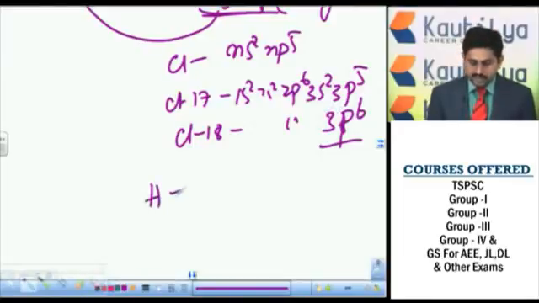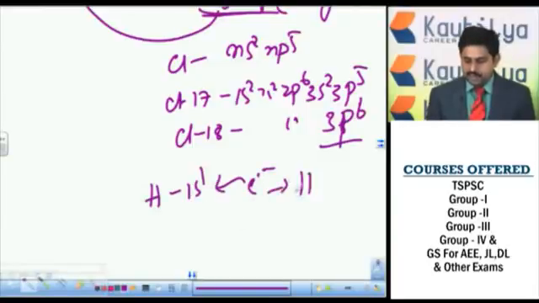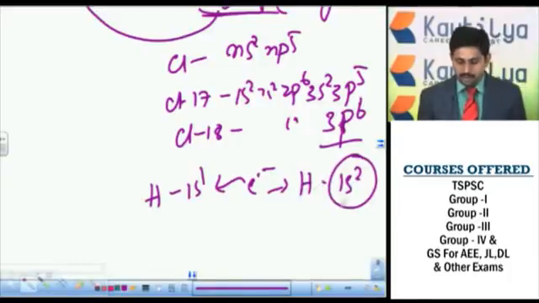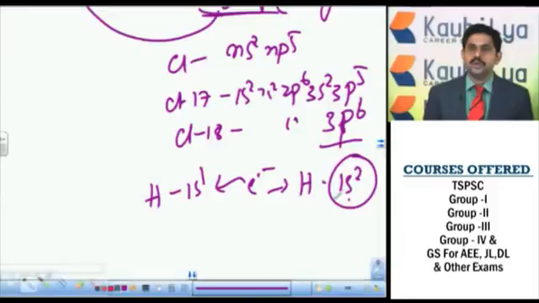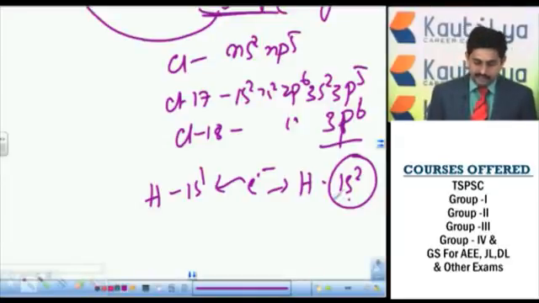Likewise, the hydrogen has 1s1 configuration. So if it accepts one electron from any other atom, what will happen? Its electronic configuration will become 1s2. So that means it shows some properties of the halogens and some properties of the alkali metals, the first group elements. As it shows some of the properties of the first group element and the 17th group element, it is not kept either in the 17th group or in the first group called alkali metals. So it is kept as a separate independent group.